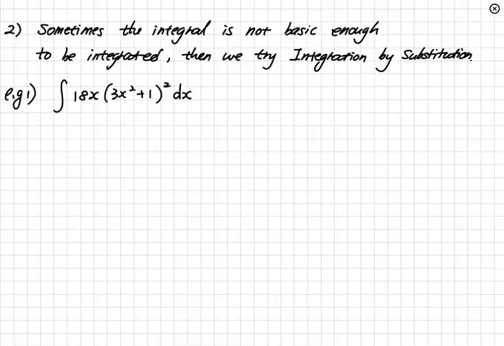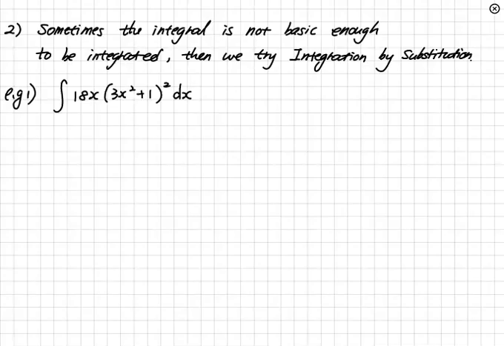But often you will see there's another function. So there are maybe a few different functions multiplied together or divided by each other. However, one of them, if you differentiate it, it will lead to another. So for example, if I differentiate 3x squared plus 1, that will give me 6x. So the power of x is actually the same as 18x. So this is probably a hint for you to use integration by substitution. So let's see how we're going to do it.